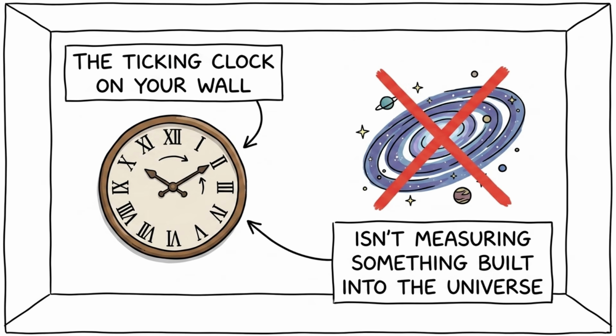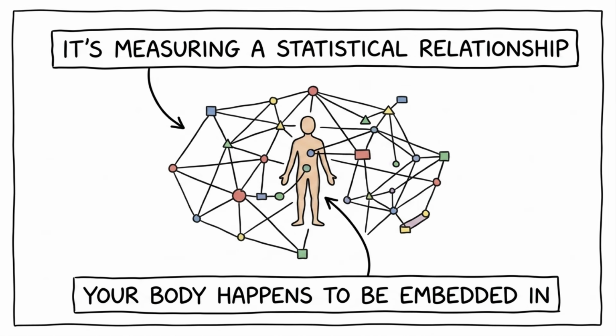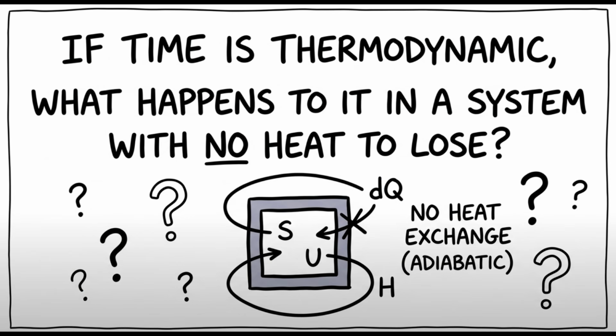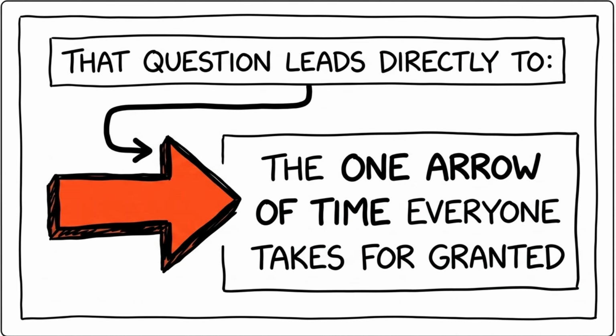If Connes and Rovelli are right, the ticking clock on your wall isn't measuring something built into the universe. It's measuring a statistical relationship your body happens to be embedded in. If time is thermodynamic, what happens to it in a system with no heat to lose? That question leads directly to the one arrow of time everyone already takes for granted.